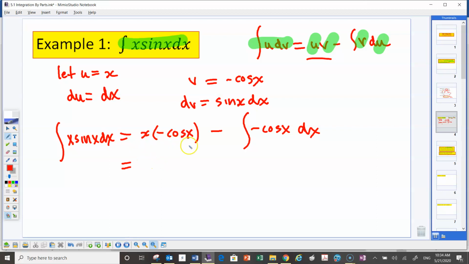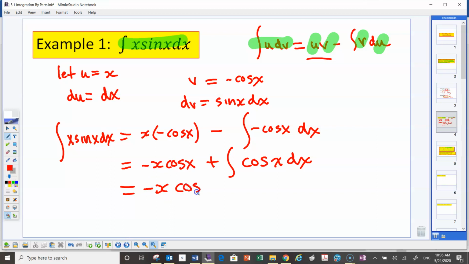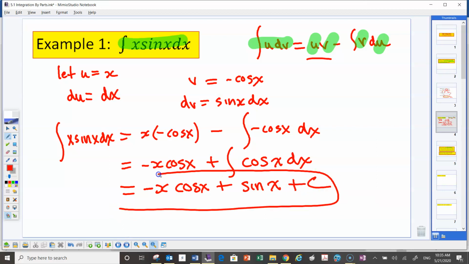So in this first term, when I multiply, I can bring the negative out front. This becomes a double negative, which is a positive. So now my final answer, I get negative x times cos x, and the integral of cos x is sine x plus a constant. And there would be your final answer.